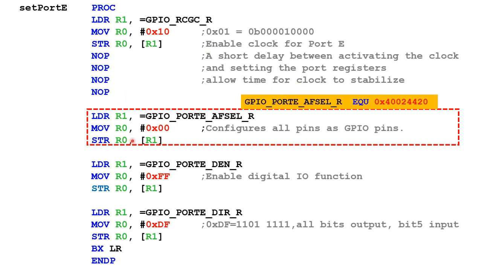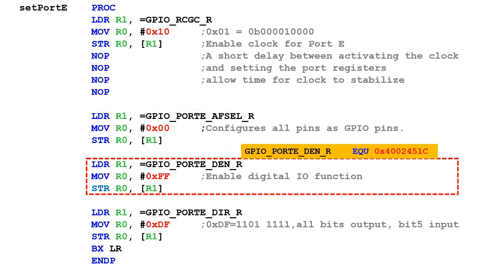The next three instructions here deal with the alternate function select register, or AFSEL register. Basically, here we configure all pins of port E for GPIO operations. Next comes the digital enable register. Basically, these three instructions are to configure port E for digital I/O function, or digital input-output function.